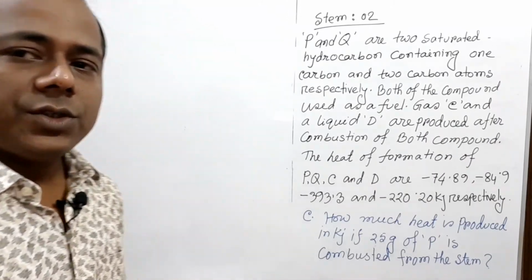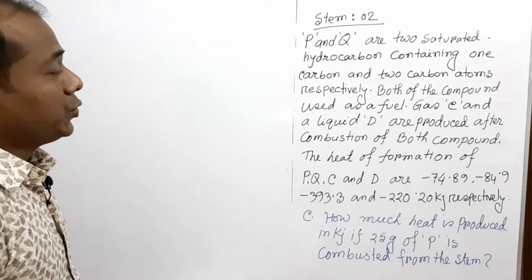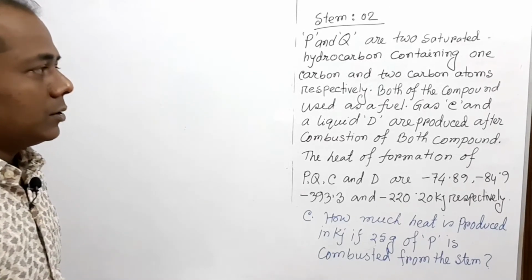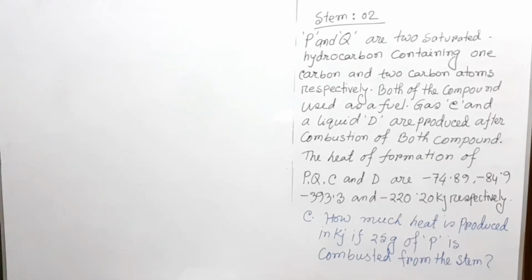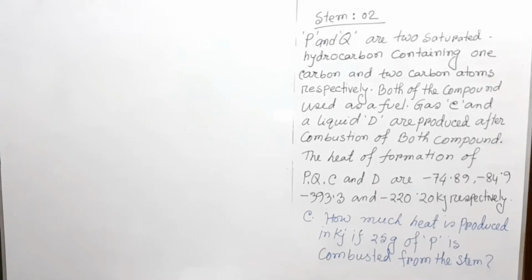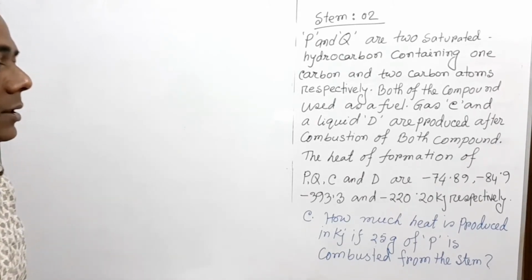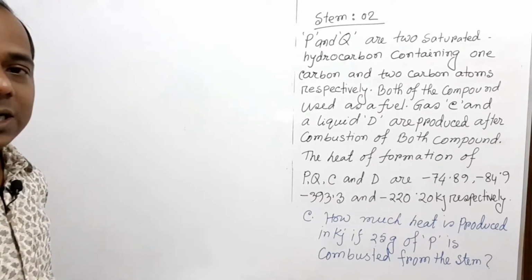My dear students, here given P and Q are two saturated hydrocarbons containing one carbon and two carbon atoms respectively. Both compounds are used as fuel. A gas C and a liquid D are produced after combustion of both compounds P and Q. The heats of formation of P, Q, C and D are minus 74.89, minus 84.9, minus 393.3 and minus 220.20 kilojoule respectively.